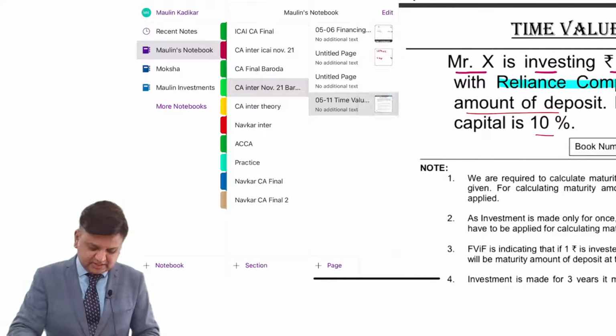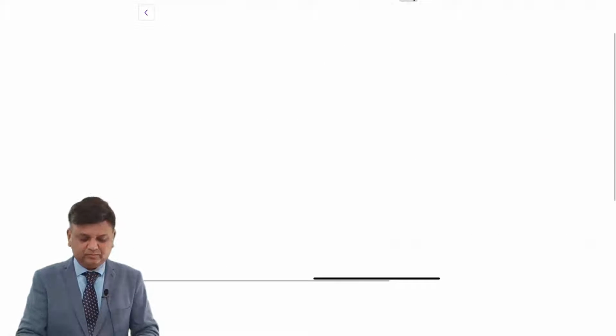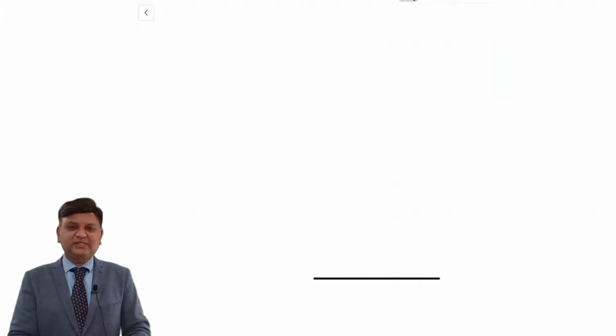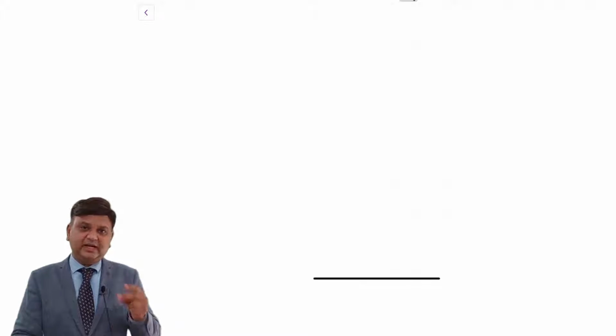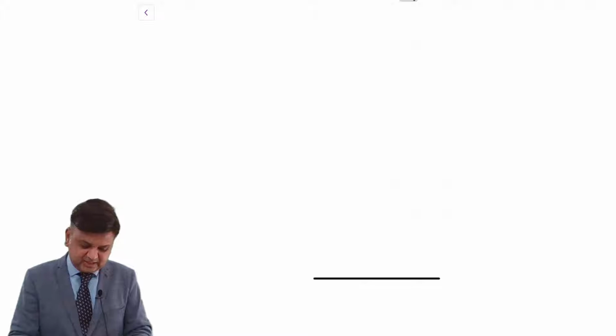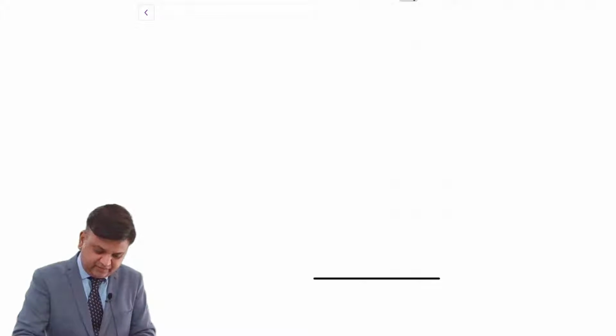Let us understand how to calculate the answer. Dear students, over here the question says that only 100 rupees is invested for 3 years and we calculate the maturity amount of deposit at the end of the 3rd year. We can do the answer like this.